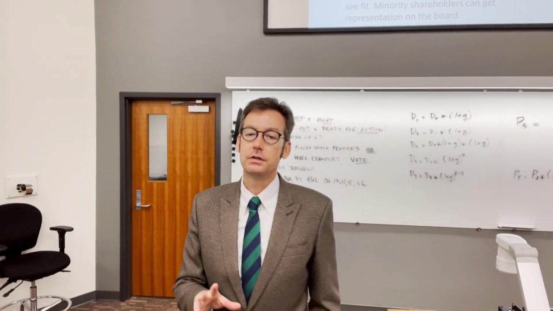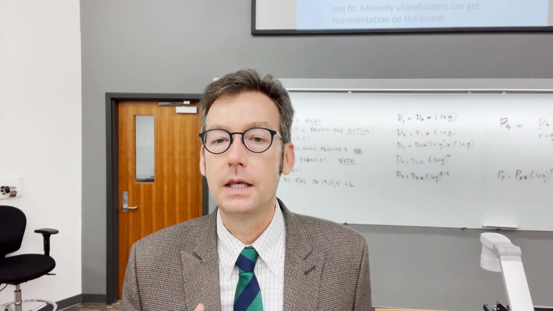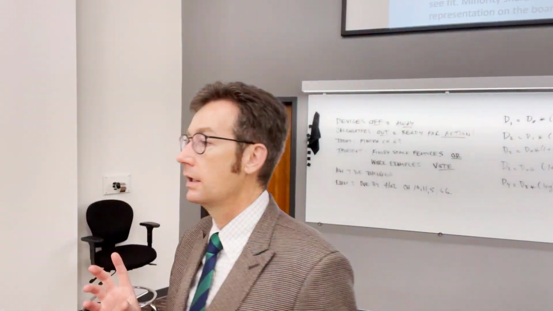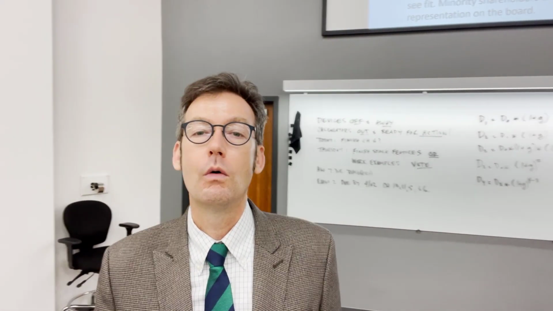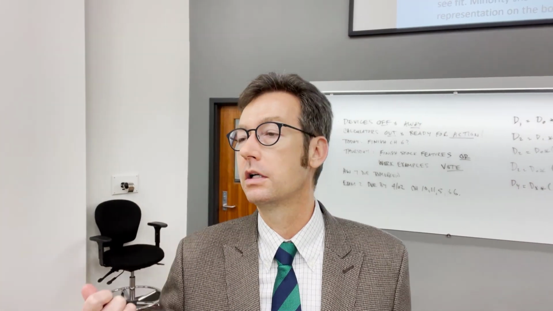Cumulative versus straight voting. This one blows people's minds, but it's really not that hard. So here's the idea. In straight voting, everybody gets one vote per share. And then when the board of directors comes up for election, we can have one vote for each one of those races, but we're only allowed to apply them to that race.